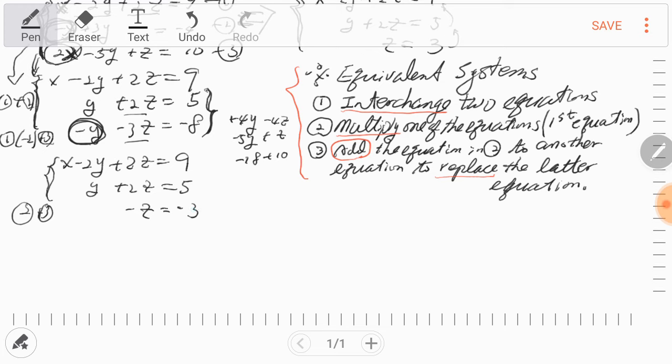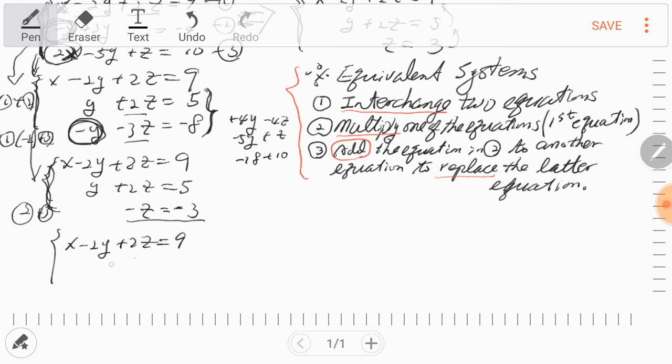So we have the third system of equations, which is equivalent to the second system. Now in order to write this in row echelon form, let's multiply the third equation by negative 1.